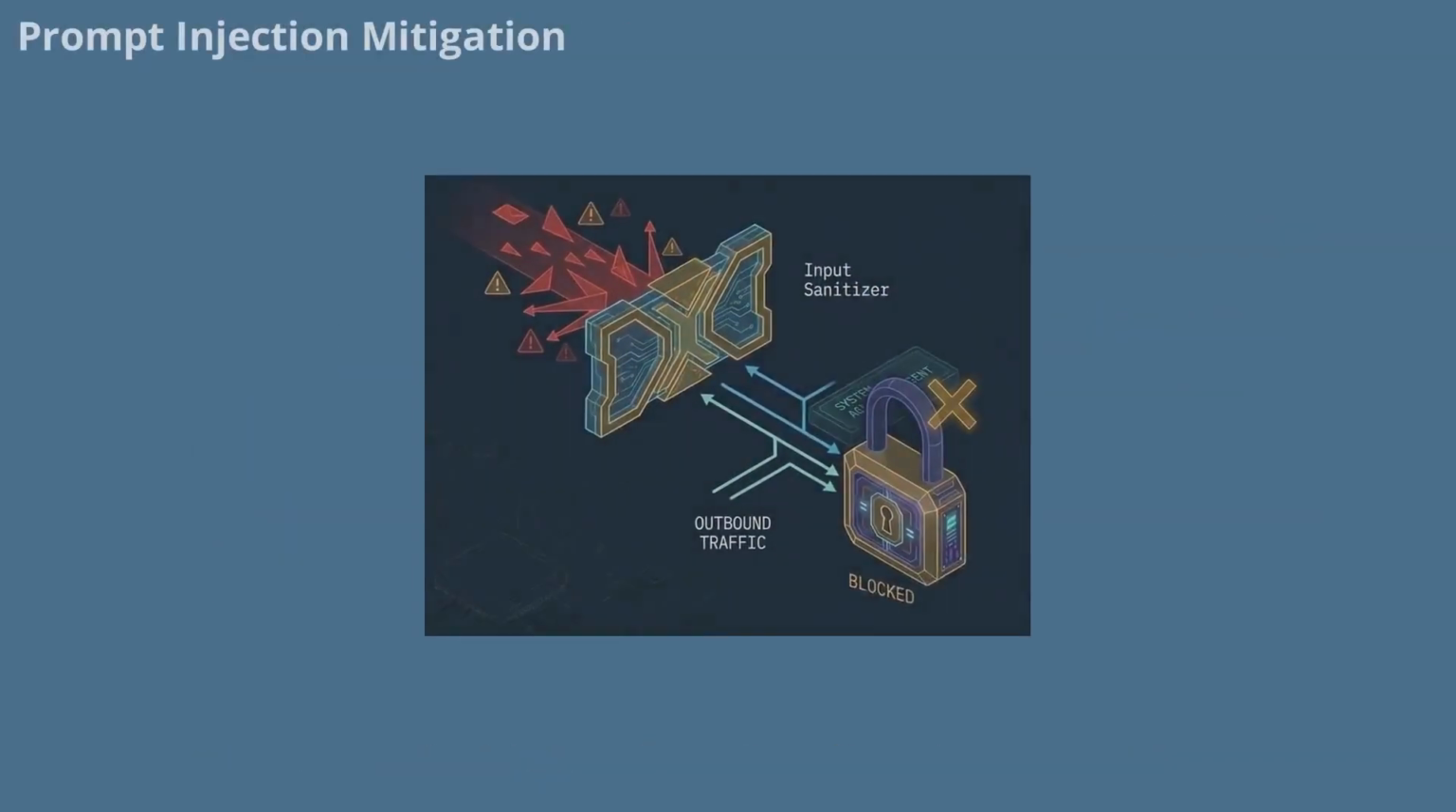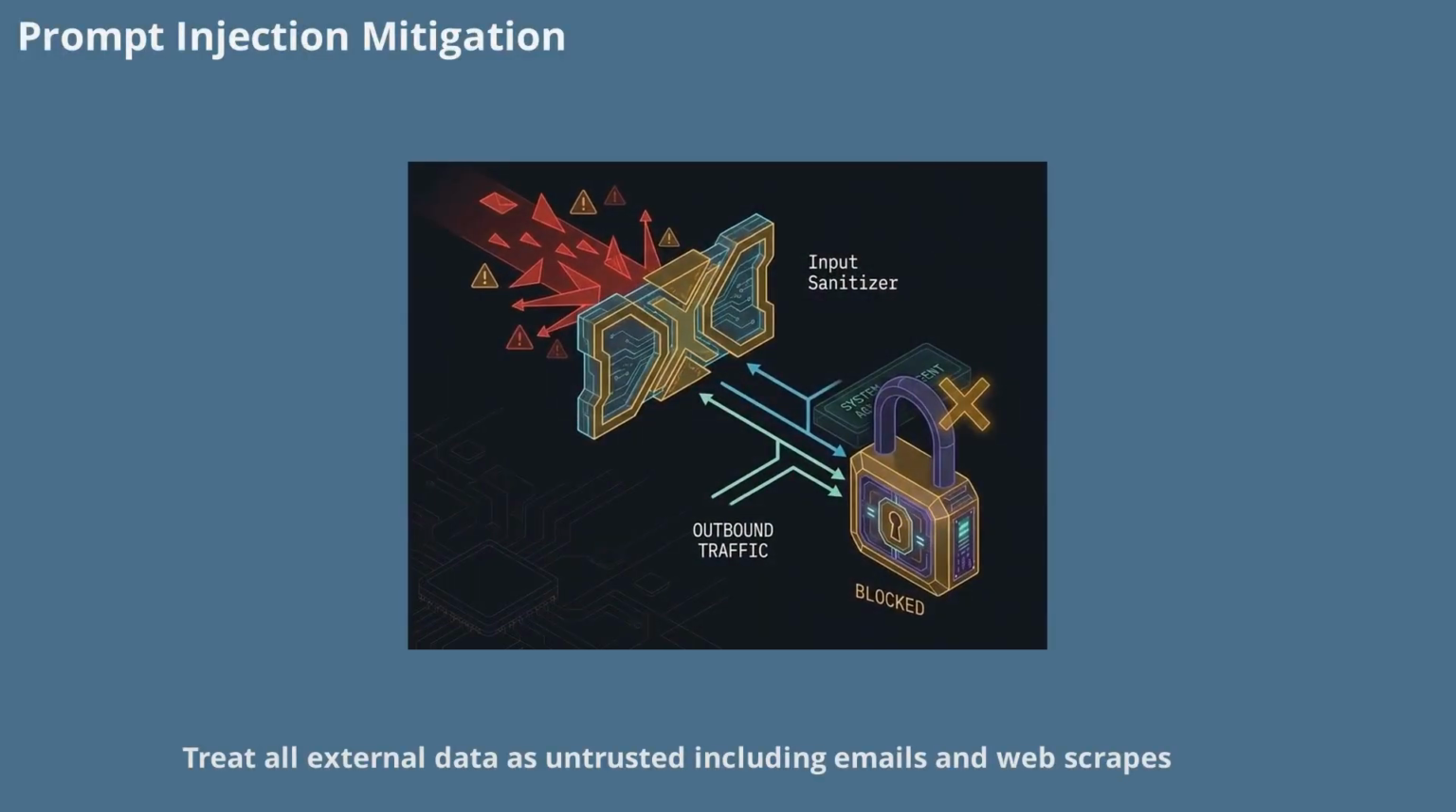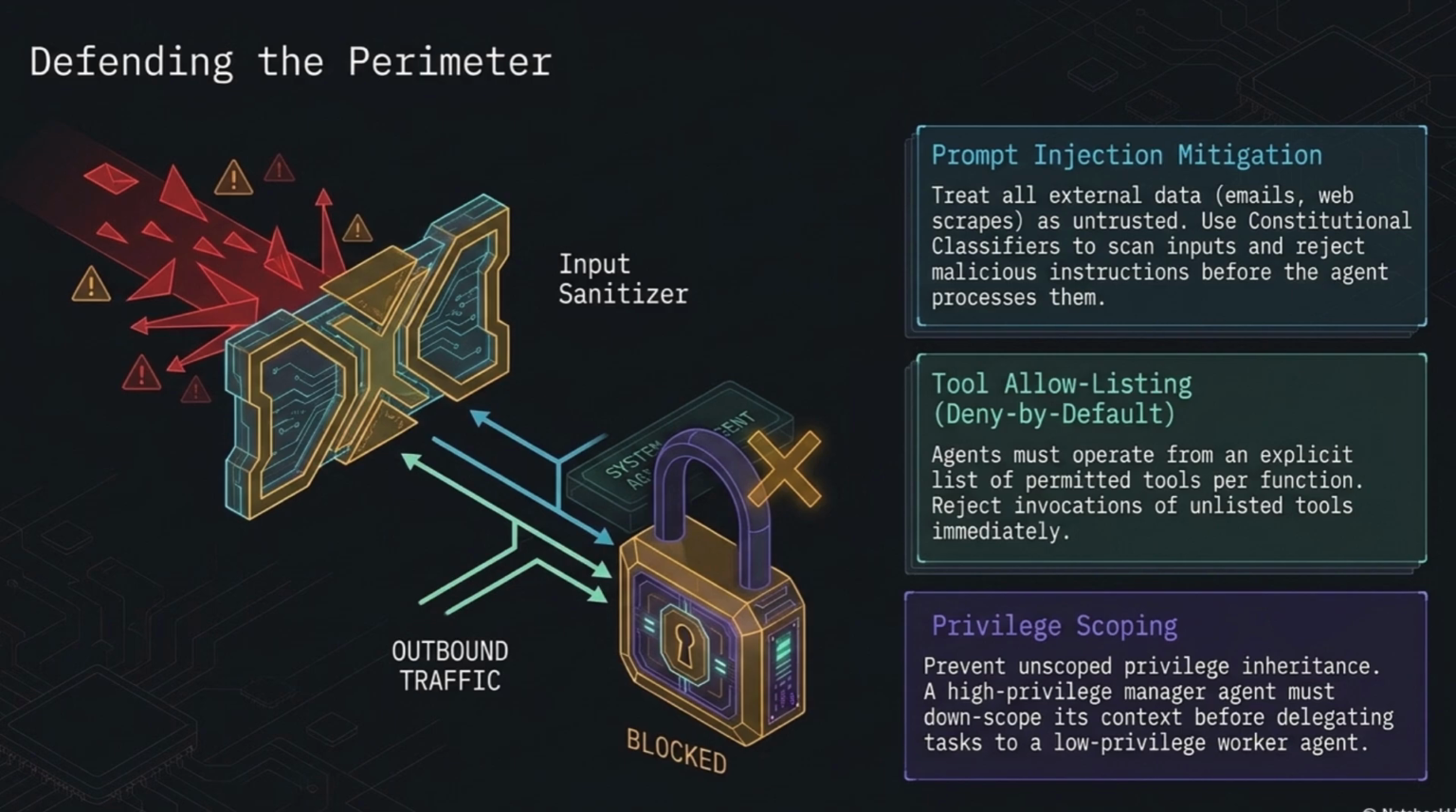Treat all external data as untrusted, including emails and web scrapes. Use constitutional classifiers to scan inputs and reject malicious instructions before the agent processes them. This proactive approach helps defend the perimeter and prevents prompt injection attacks.